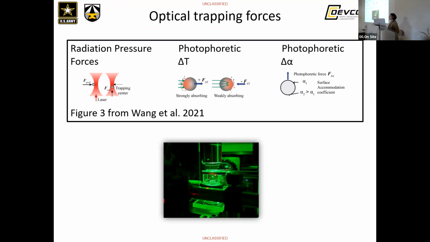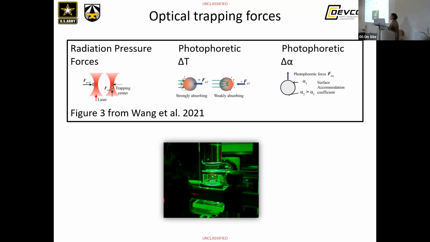So in the center, it's showing a strongly absorbing particle and a weakly absorbing particle, and the heat will tend to deposit onto a different portion of the particle depending on whether it's strongly absorbing or weakly absorbing, which changes the direction in which this force pushes the particle. And then you also have forces that are a result of how the heat distributes around the surface.